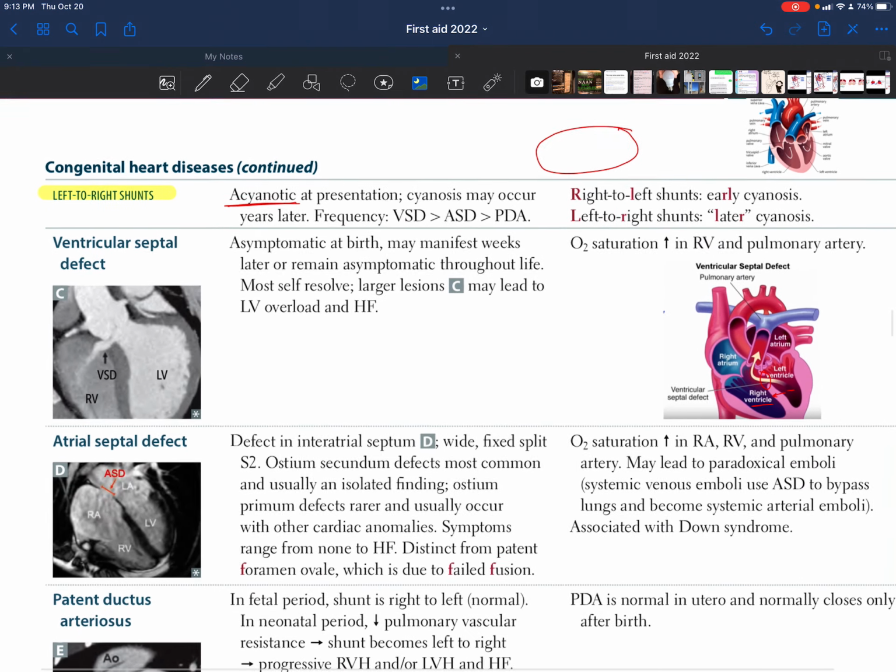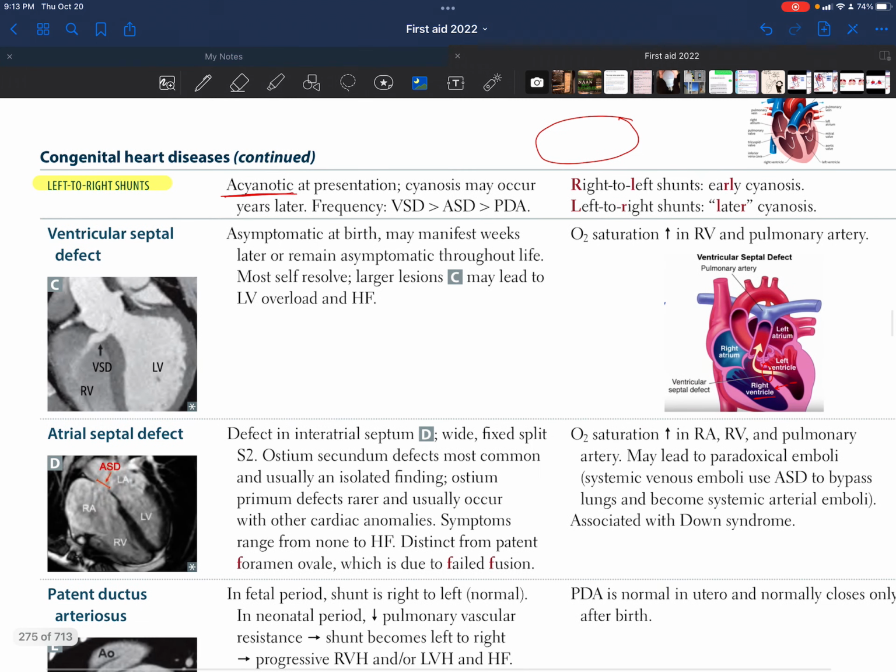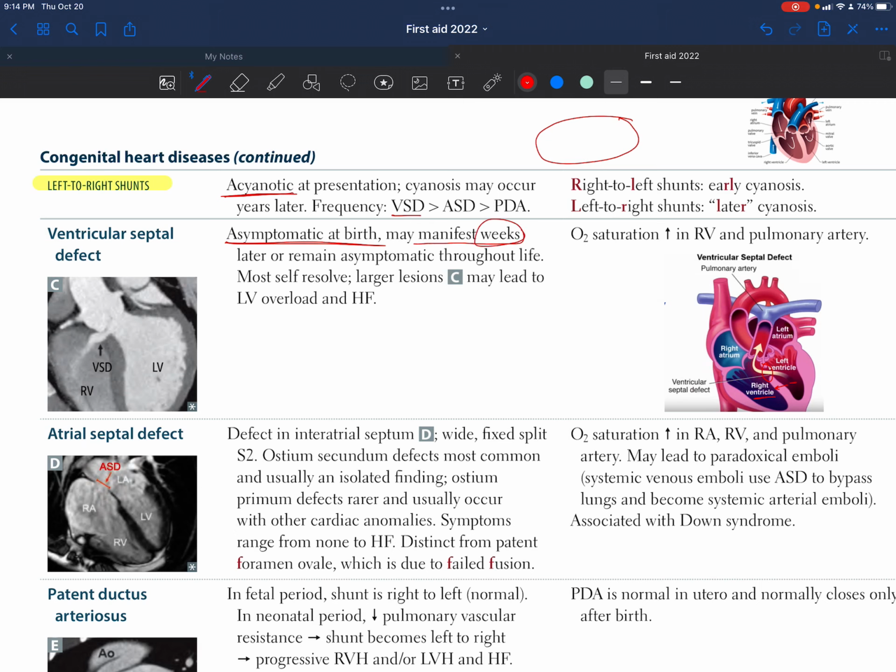There you go. So the main disease, the most frequent one, is the VSD, and that is a ventricular septal defect. So it's asymptomatic at birth because, as we said, there is no immediate feeling of oxygen loss because the tissues are getting all the normal oxygenated blood from the ventricles. So it's asymptomatic at birth, may manifest weeks later or remain asymptomatic throughout life, or sometimes the person just goes into life normally.